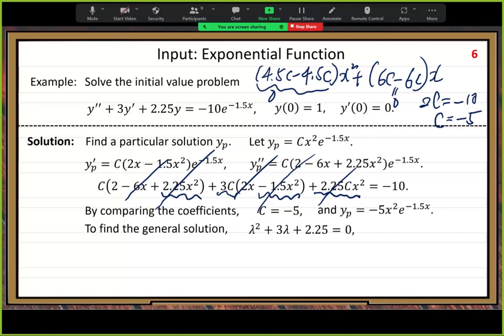It's simple. The solution is a double root, lambda equals negative 1.5. For a double root, we know there is a special format for its solution, like this general solution: C1, C2, X. And then there is the particular solution part.